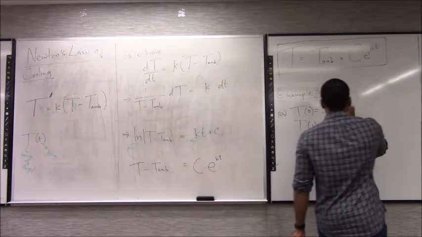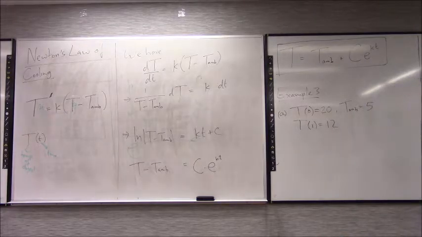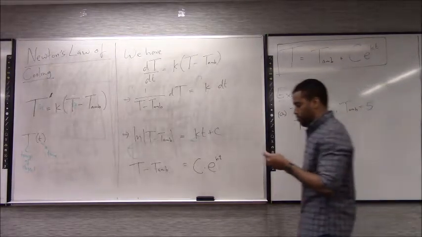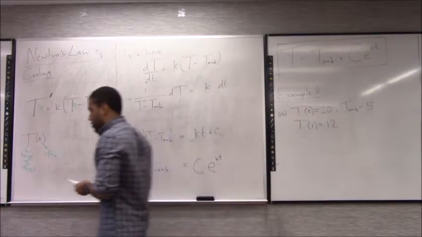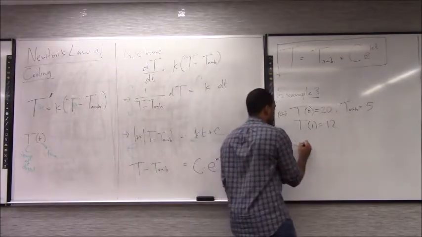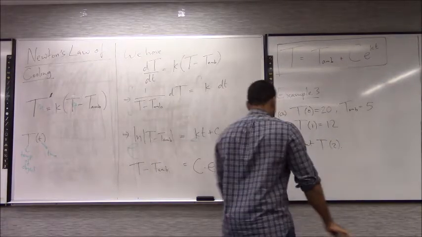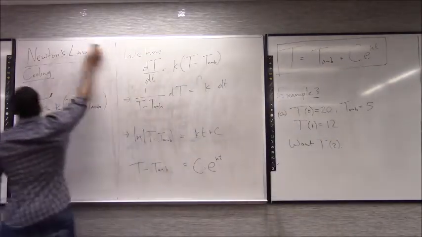We also know here that the ambient temperature, that's the 5, right? It's 5 degrees outside. The object is 20 degrees, the outside is 5 degrees. After 1 minute, the object is 12 degrees. What will the reading be after 1 more minute? In other words, what we want is T of 2, given all this information.